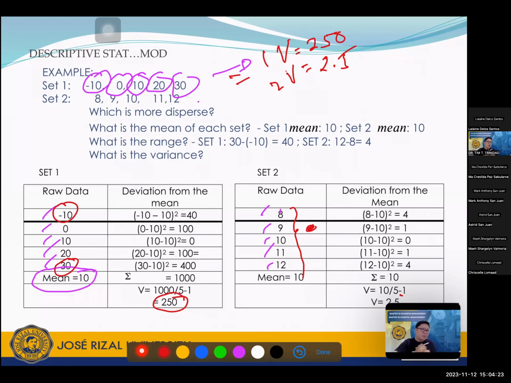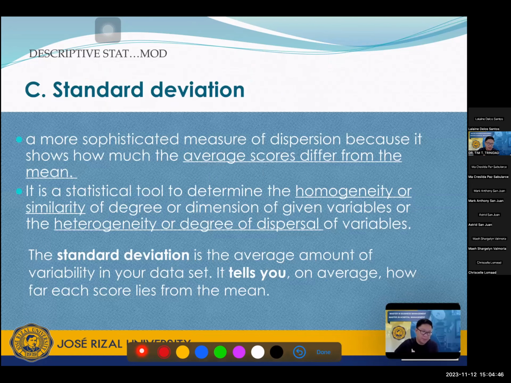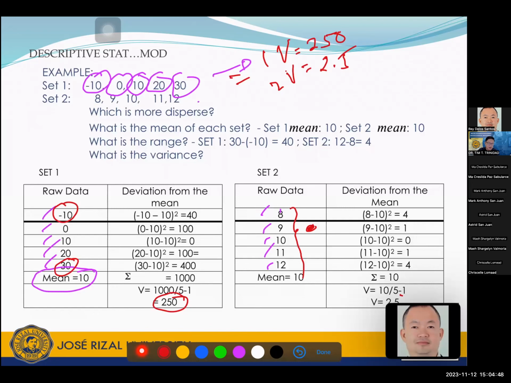So, I will view your data. Pag pinakita mo yung data mo dito, malalaman ko na yung other class has lesser variability compared to your class, which is higher in variability, or your scores are more different from each other. Okay. Am I still with you? Yes, Doc. Yes, sir.